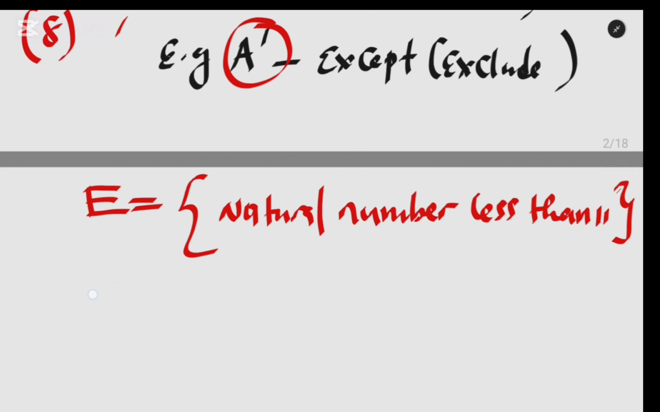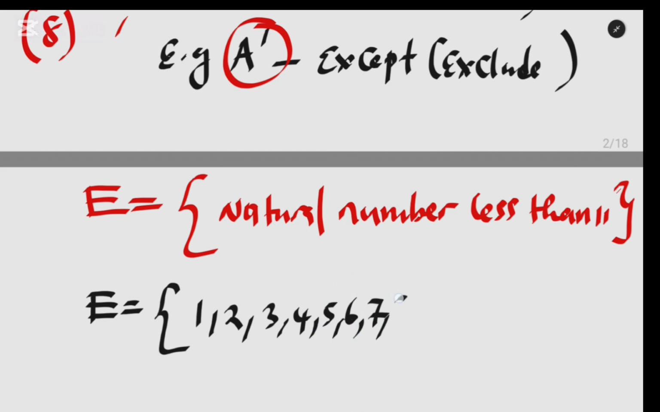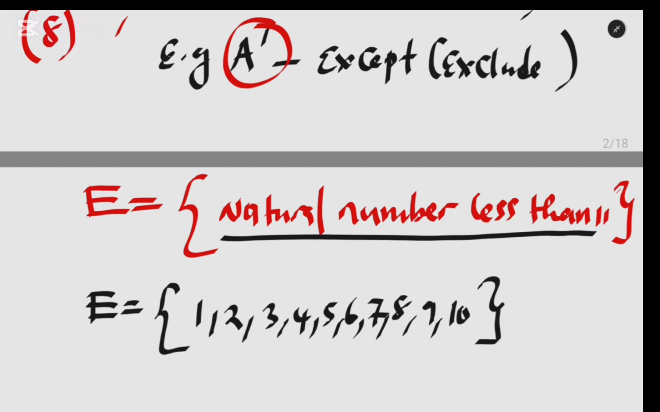Now there's something you need to know about natural numbers. How are we going to list this set E? Natural numbers are counting numbers, positive whole numbers starting from 1. Since we are saying less than 11, we list them as 1, 2, 3, 4, 5, 6, 7, 8, 9, 10. So this is the universal set. It is very important to understand these numbers. When you're talking of natural numbers less than 11, we end at 10, so 1 up to 10. But take note, they are counting numbers or positive whole numbers.